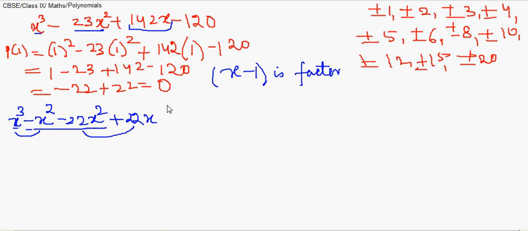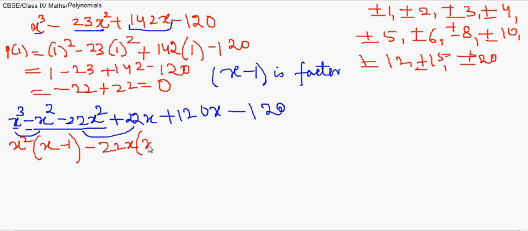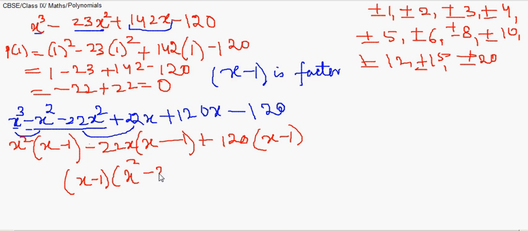That's remaining with 120 plus 120x, and let 120 be as it is. Now you see, if I take x square common, I will be left with x minus 1. Here if I take 22x common, I again am left with x minus 1. Again here I take 120 common, so I will be left with x minus 1. Thereby making x minus 1 a factor, and the rest of it, that is x square minus 22x plus 120, another factor.